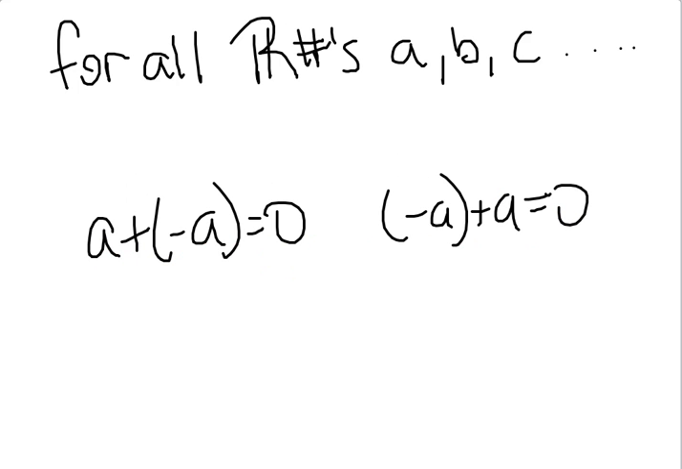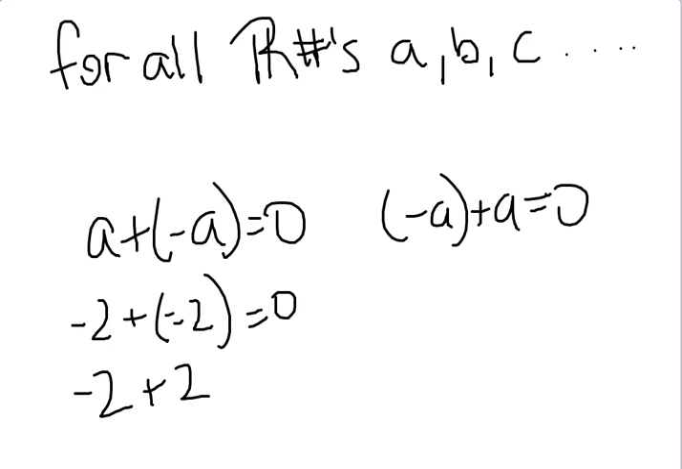So our next property says that A plus the opposite of A equals 0, or the opposite of A plus A equals 0. And so I said opposite instead of negative, because what if A was negative? So if I had -2 plus the opposite of -2, would that give me 0? Well, that's -2. What's the opposite of -2? +2. And what's -2 plus 2? 0.